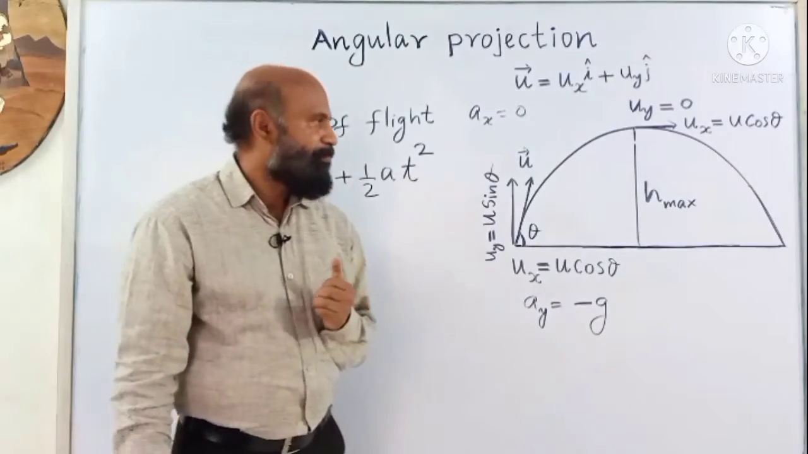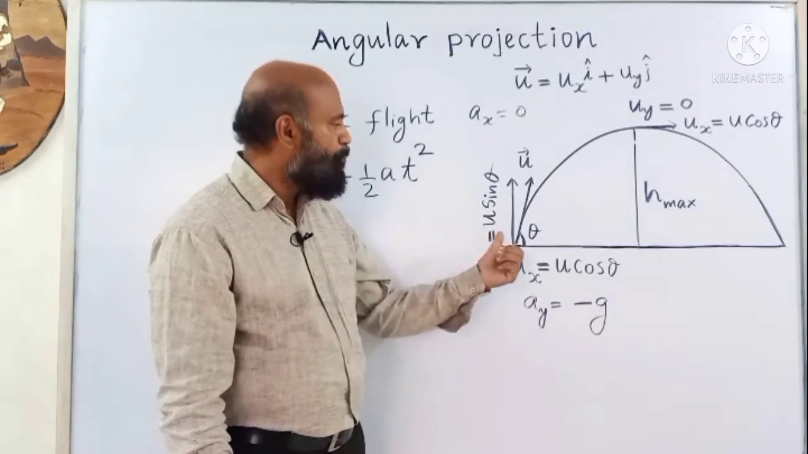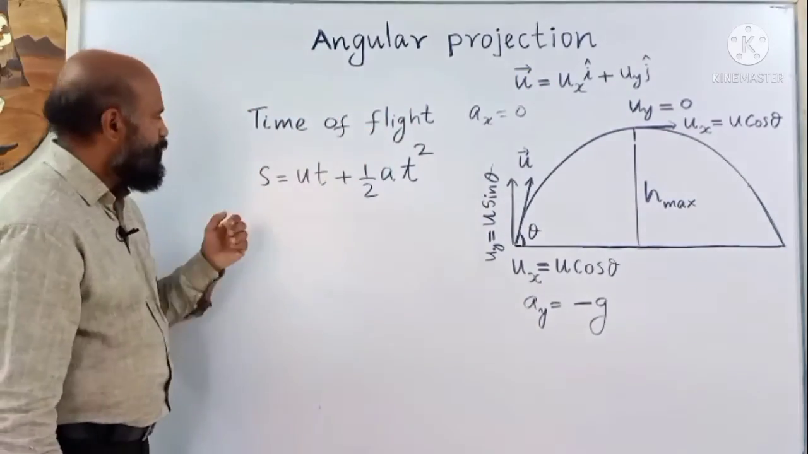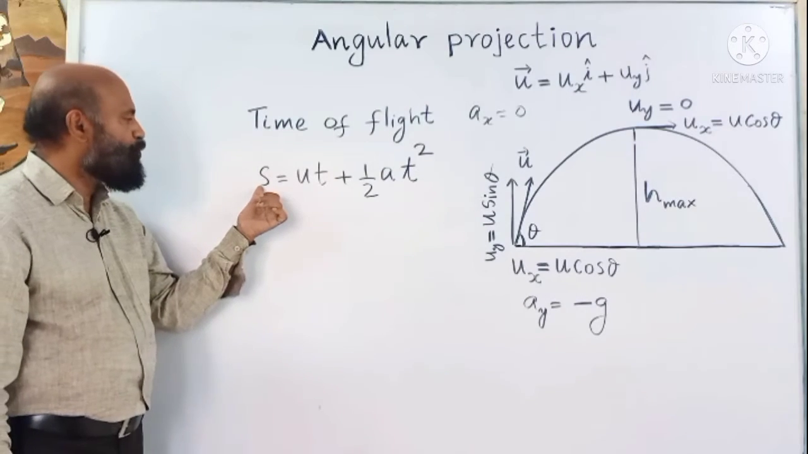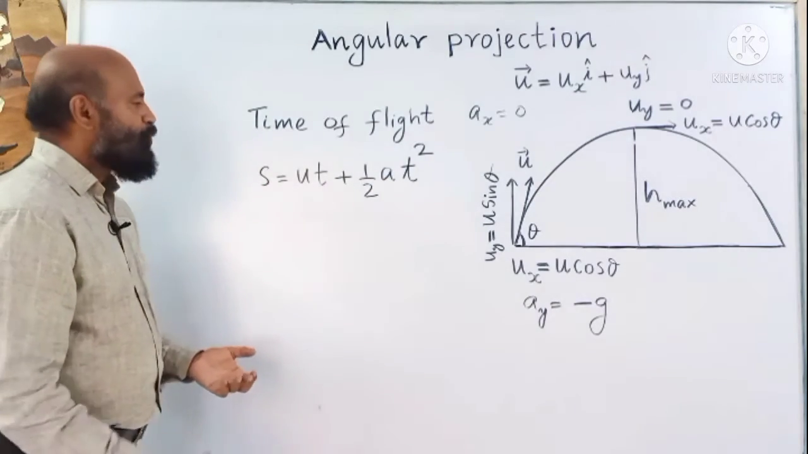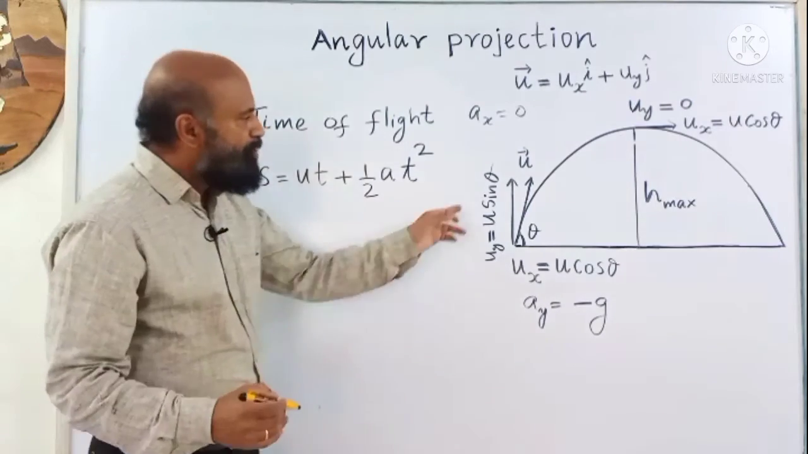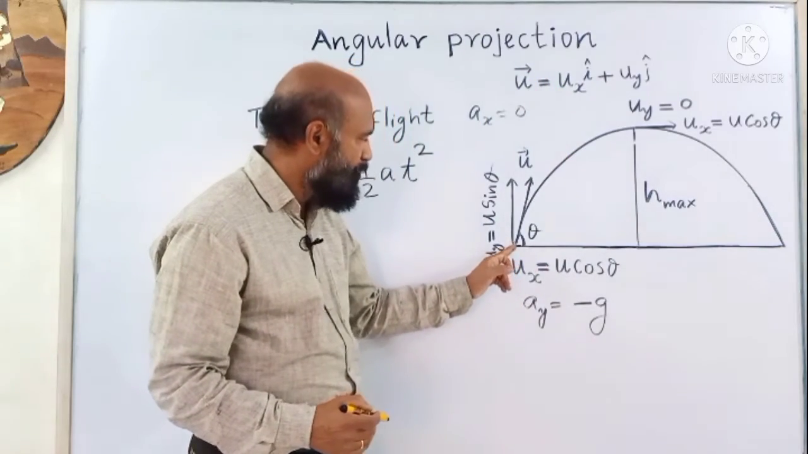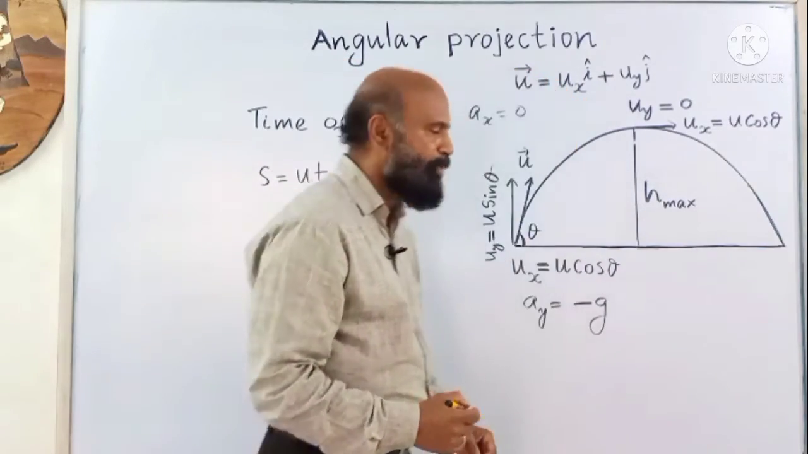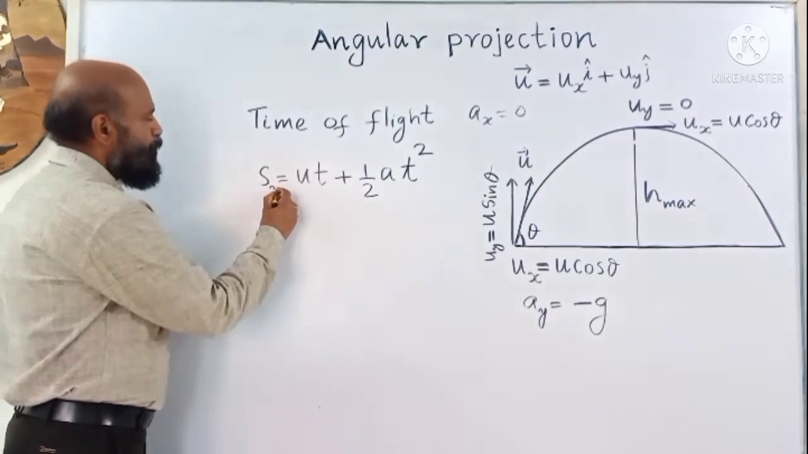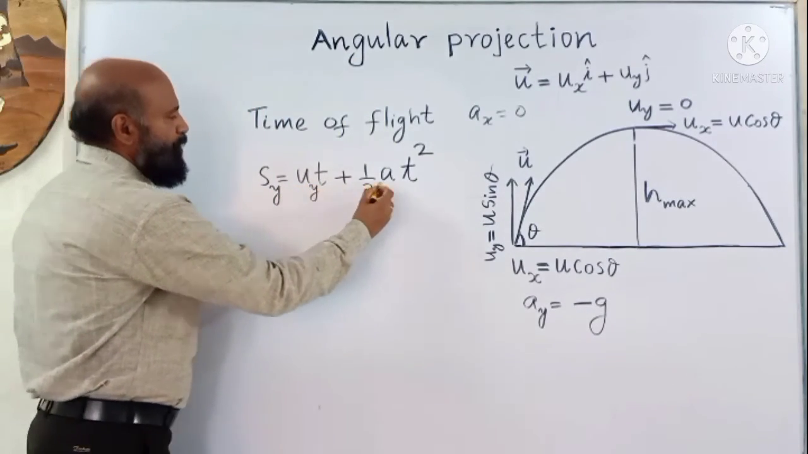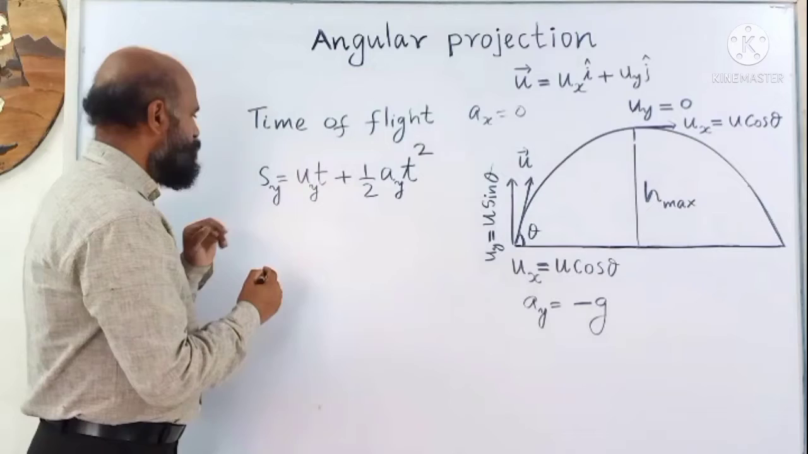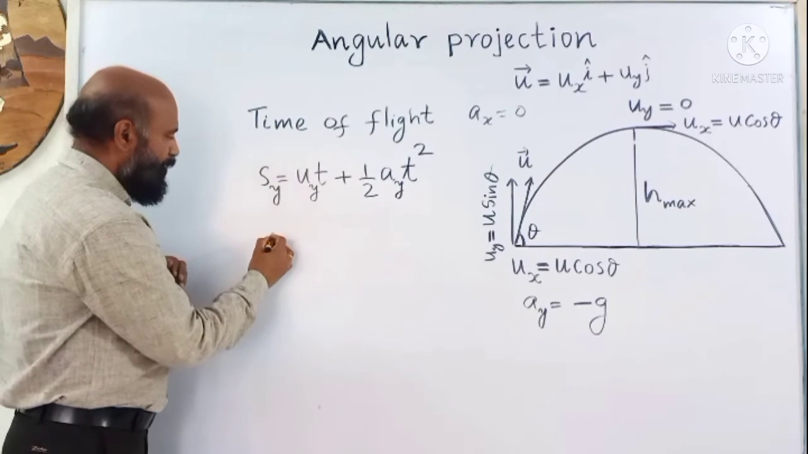Now let us get an expression for the time taken by the body to reach the ground. That is known as time of flight. For that we can use this equation of motion, s is equal to ut plus half at square. Now when the body is hitting the ground, vertical displacement is 0. Body was here. When it is hitting here, vertical displacement is 0. So here you can write vertical displacement sy, uy, ay. When body is hitting the ground, vertical displacement is 0. So for this sy you can write 0.